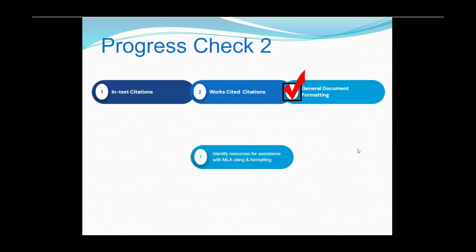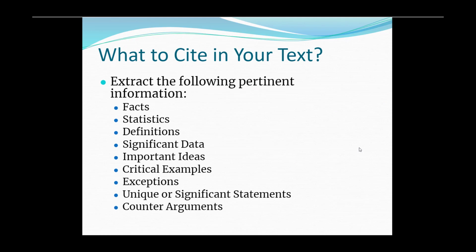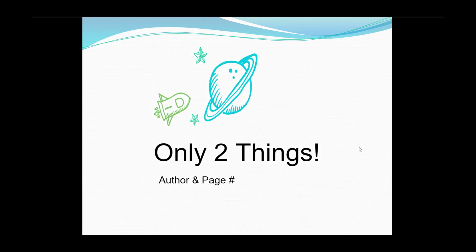Now that we've introduced you to document formatting and works cited page citations, let's move on to in-text citations. In-text citations highlight the evidence you are using to support your ideas, which makes your work more credible. It also ensures that you are not taking credit for the work others have done before you. There are only 2 components you need for in-text citations: author and page numbers.